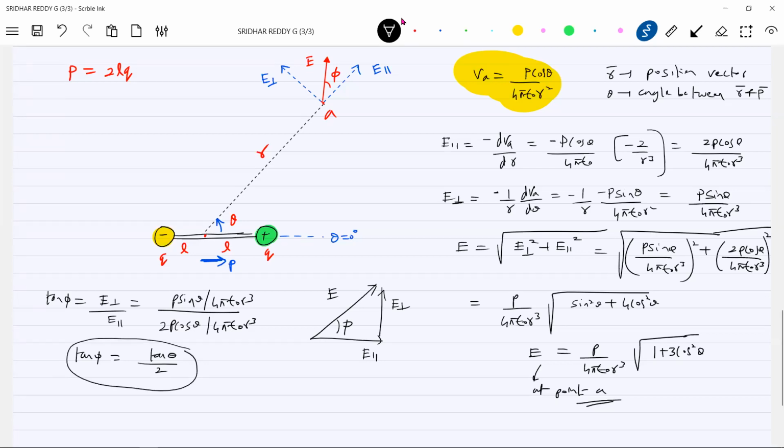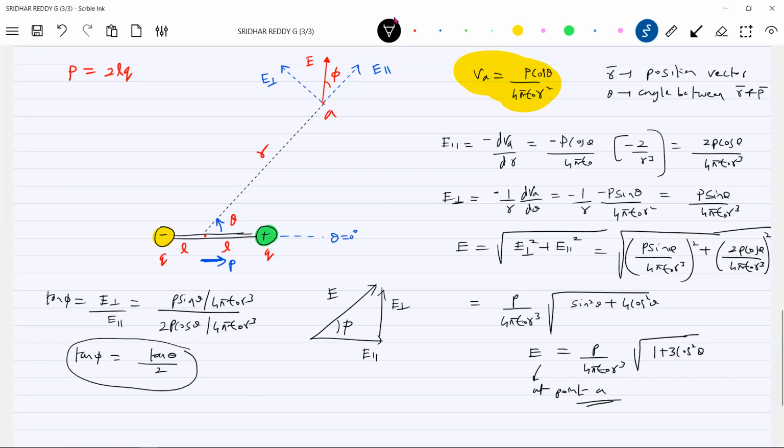So now, whenever we have a dipole, what will be given for us? We'll have the dipole moment. This will be known. I know where I'm going to calculate the field, and I know this theta. So with this, I'll get this angle phi. This is the angle made by the resultant E bar with the position vector. What is the angle made by E bar with the dipole? It should be theta plus phi.